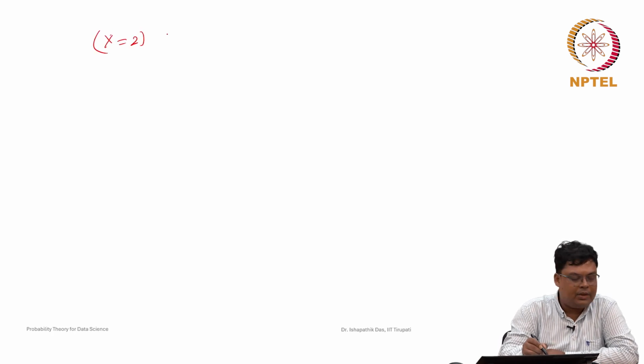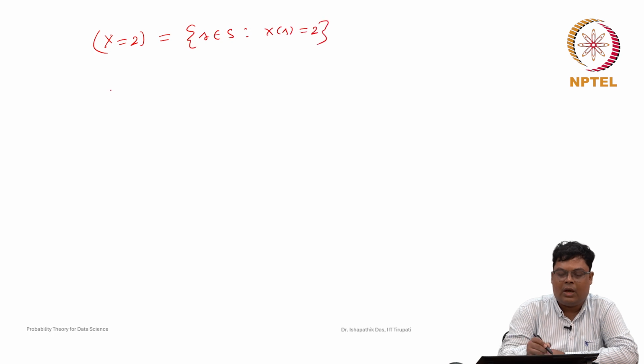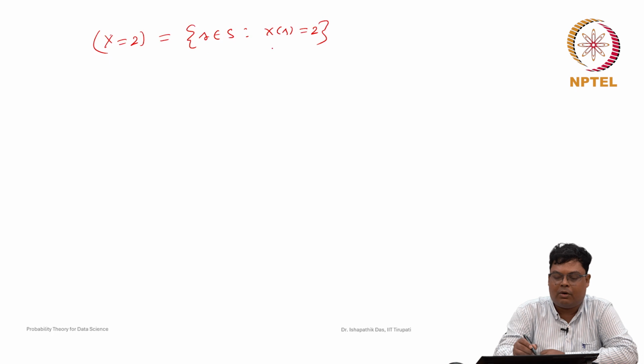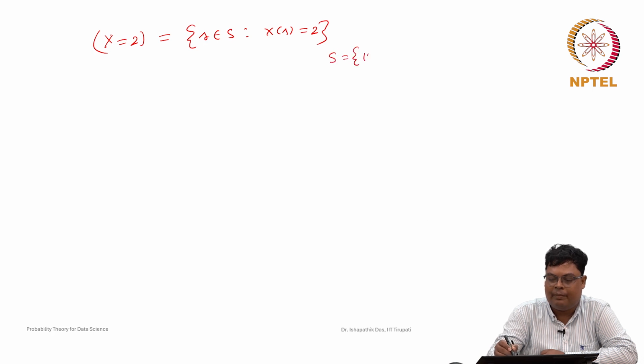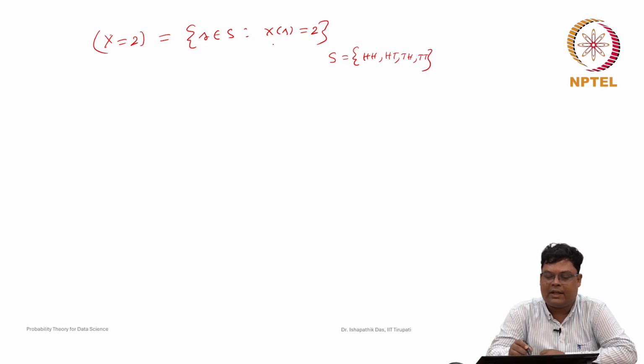Let us first find the probability of X equal to 2, Y equal to 0. We have already discussed the notation: X equal to 2 is the set of all s in the sample space S such that X(s) is equal to 2, and Y is equal to 0. Let us find out what those values are. Let us remember that the sample space contains these 4 points: S is equal to {head head, head tail, tail head, tail tail}. All s such that X(s) is equal to 2 means the number of heads will be 2.